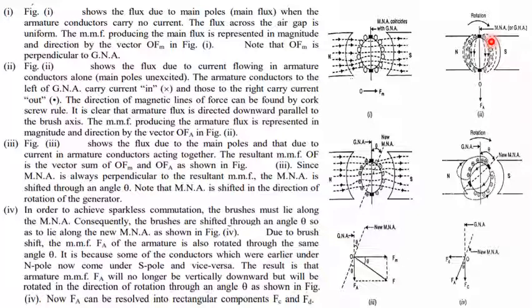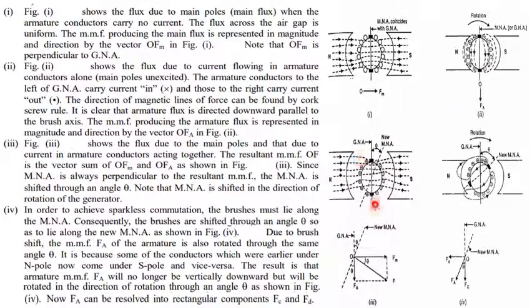Now by this cork screw rule, it is clear that the armature flux is directed downward, parallel to the brush axis. The MMF producing the armature flux is represented in magnitude and direction by the vector OFA. The armature flux direction is downward, and the force created by the armature flux is represented by F suffix A. So this vector represents the direction of the armature flux, downward, as shown here.